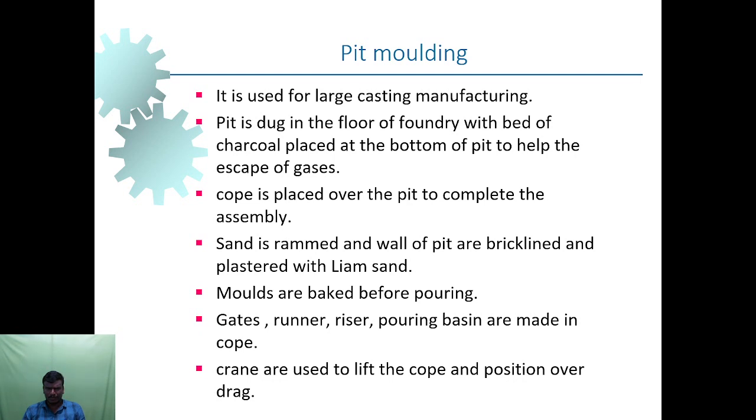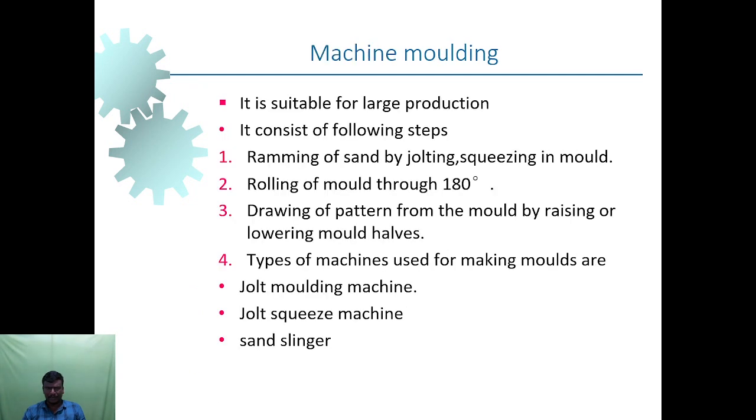Molds are packed before the pouring. The gates, runner, riser, and pouring basin are made in coke. The cranes are used to lift the coke and position it over the truck.